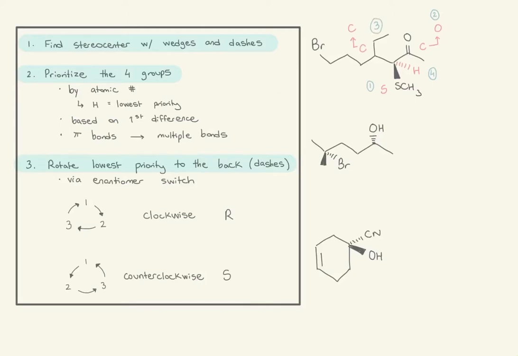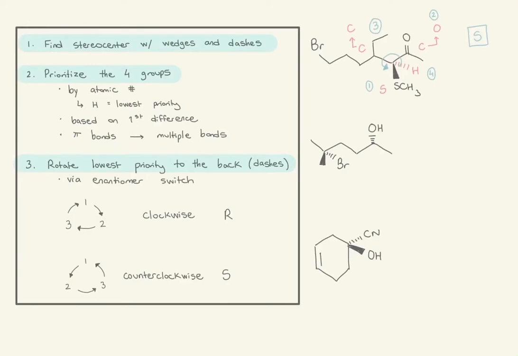So next, we're going to rotate lowest priority to the dash. Luckily, in our first problem, it's already on the back. So all we have left is to draw the arrow connecting 1, 2, and 3. And as you see, this rotation is rotating counterclockwise, so it is going to have an S stereochem.